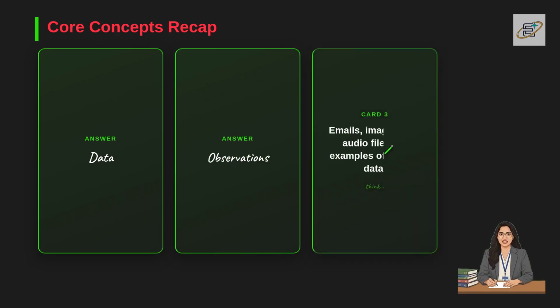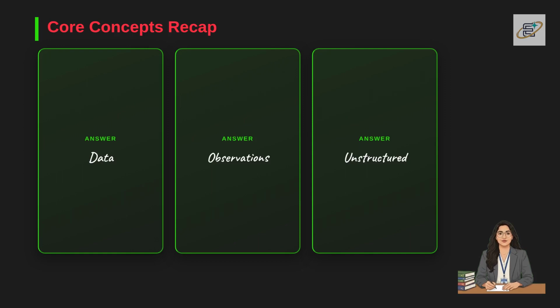Final prompt: emails, images, and audio files are examples of what kind of data? Think about how they do not fit into a spreadsheet. The answer is unstructured data. Excellent work. Mastering these terms is your first major step toward becoming a proficient data analyst.